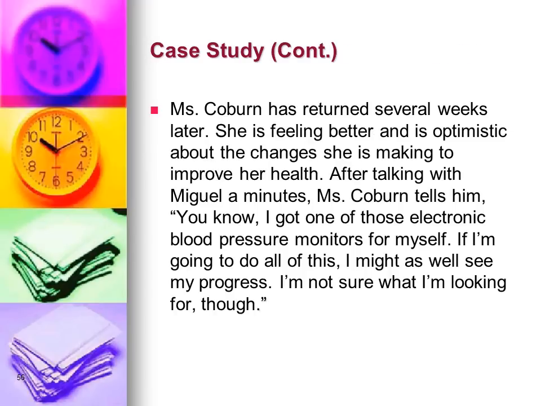Okay, Miss Colburn has returned several weeks later. She's feeling better and is optimistic about the changes she is making to improve her health. After talking with Miguel a minute, Miss Colburn tells him, I got one of those electronic blood pressure monitors for myself. If I'm going to do all of this, I might as well see my progress. I'm not sure what I'm looking for though. So, what are some of the strategies that you would suggest for Miguel to use with Miss Colburn?